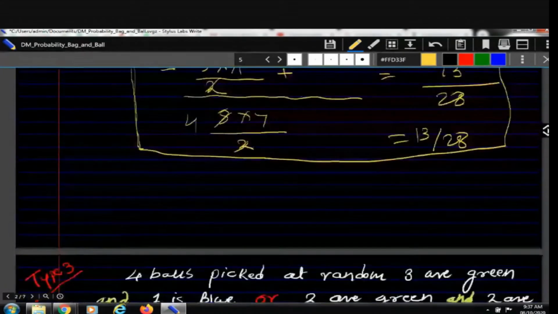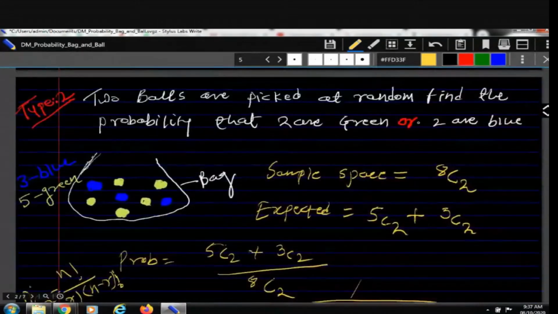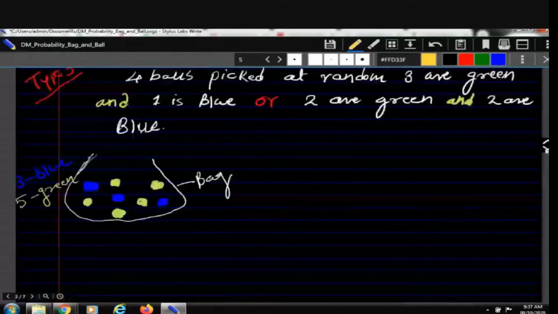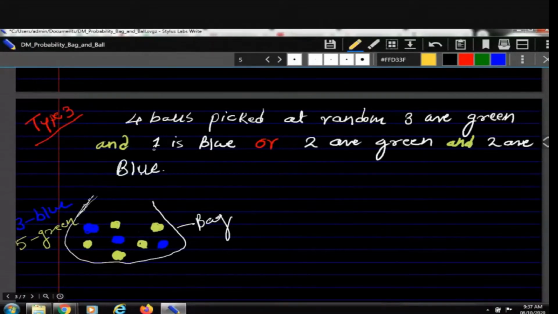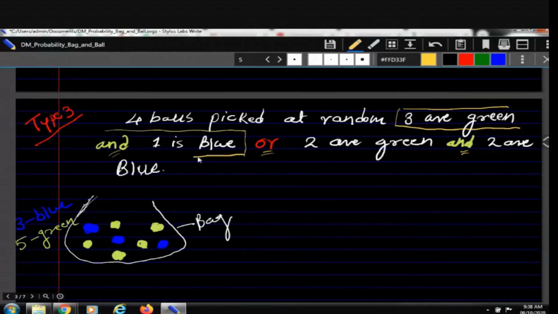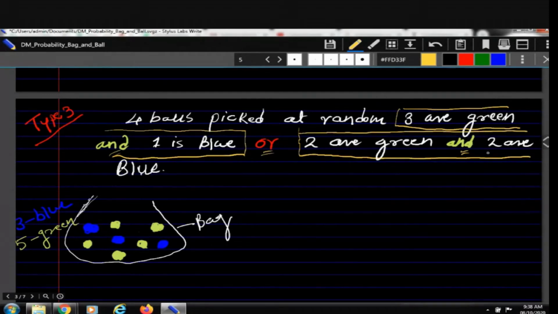Okay, so this is the second kind of problem that we have studied with or. First is and, second is or. Now third problem. Now it is a combination of and, or. That means you are getting here and, here you are getting or, here you are getting and. Okay, now just read out this problem. 4 balls picked at random, 3 are green and 1 is blue. 3 are green, this is the one statement. 3 are green and 1 is blue. Or this is the second statement. 2 are green and 2 are blue.